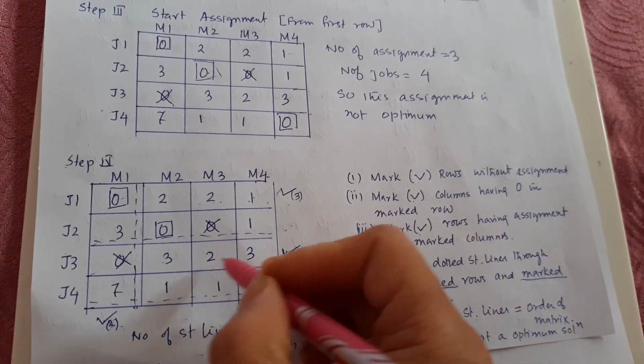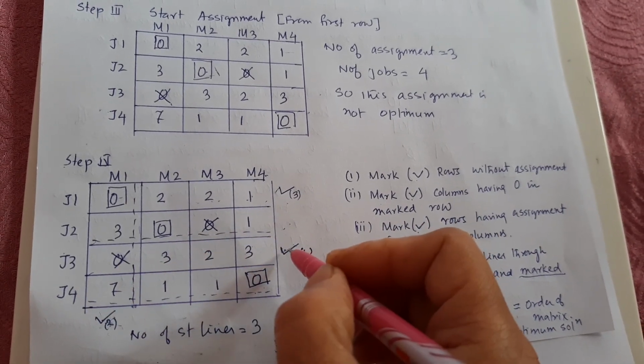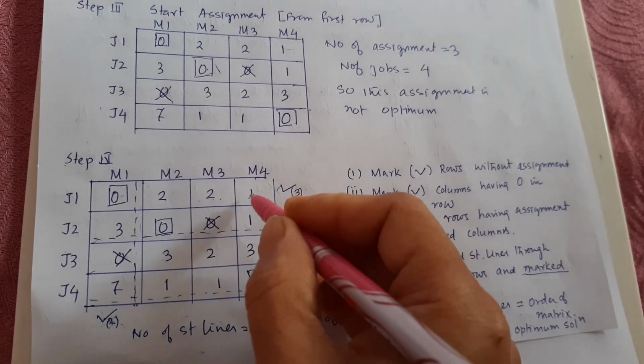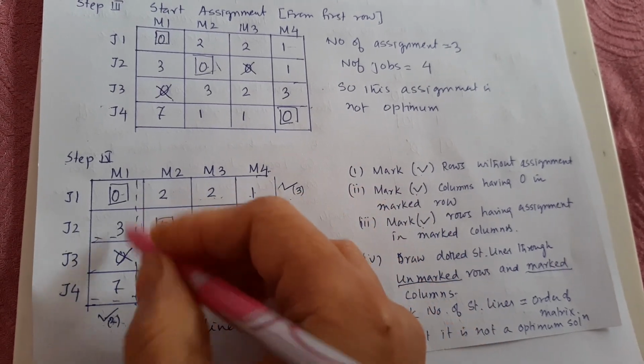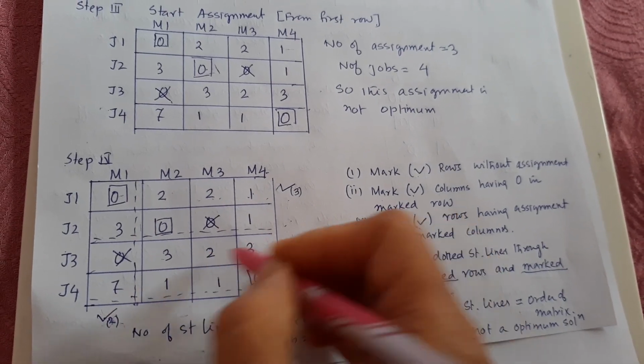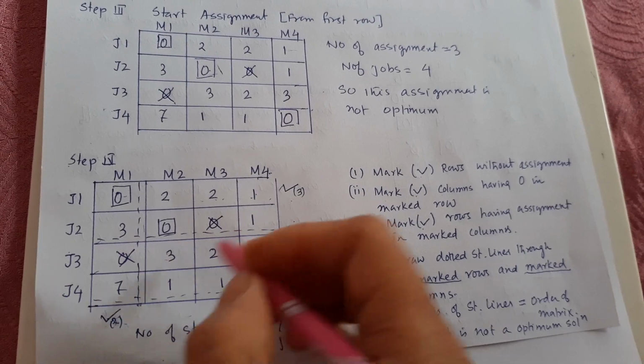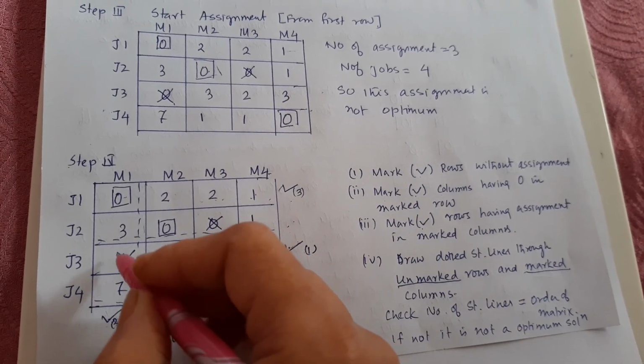Then mark all those columns having zeros in that marked row. So what are these rows, what are these columns? The marked row has this column, this column, this column, and this column. In this marked row, there is only 1 zero. It may be crossed or boxed, it doesn't matter. It is crossed, but it doesn't matter, there is 1 zero here.